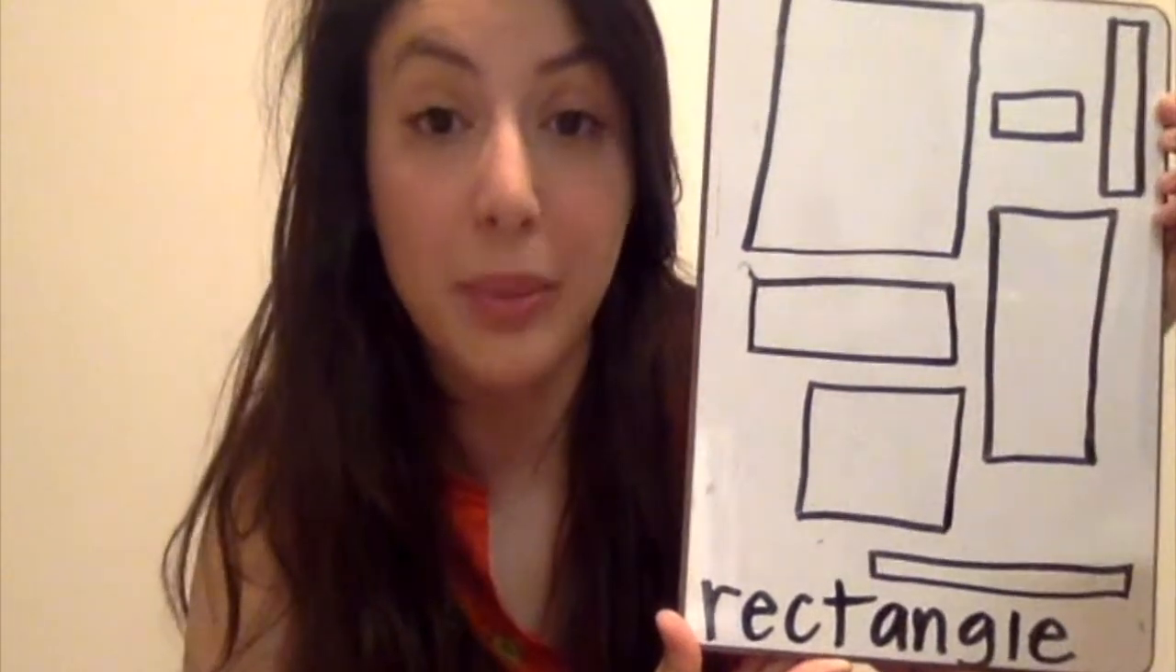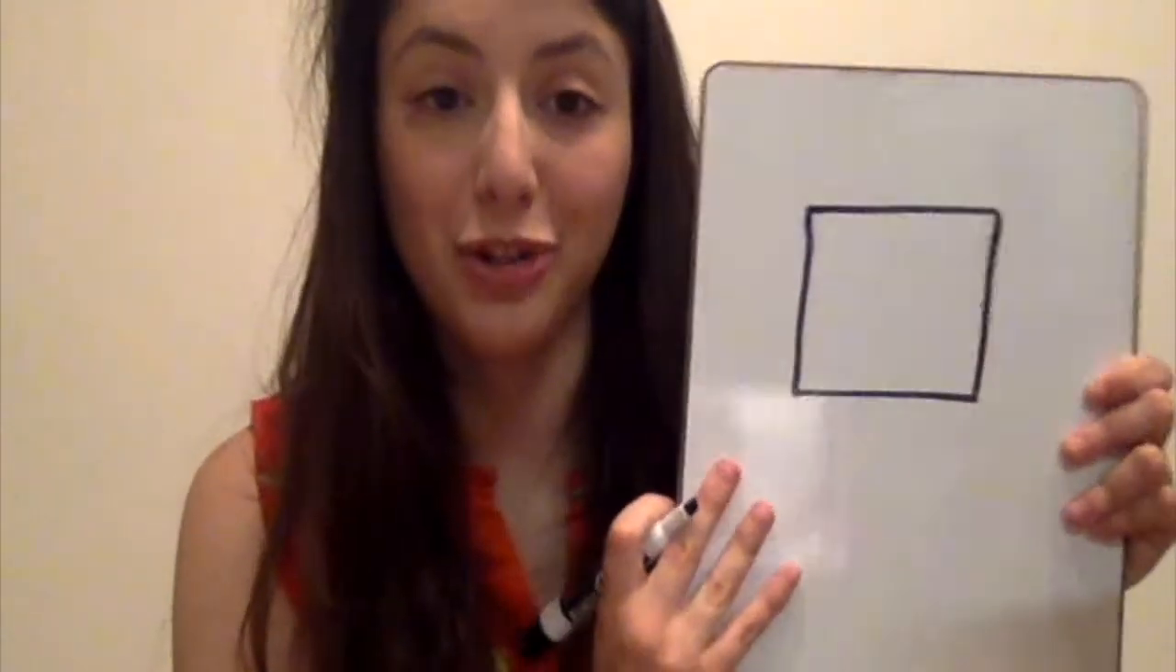Now, one thing to remember about rectangles is there's a very special kind of rectangle. What is the special kind of rectangle called? I'm going to let you think about it. I'm going to draw one. I'm going to draw a very special rectangle. This is my special rectangle. What is it called? It's called a... That's right, it's called a square.